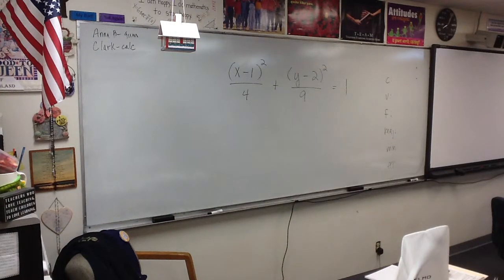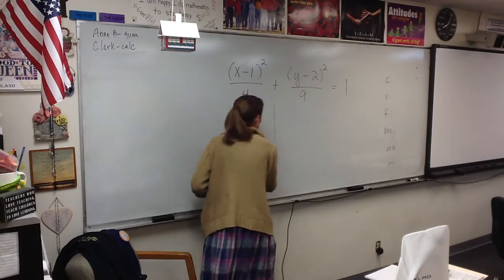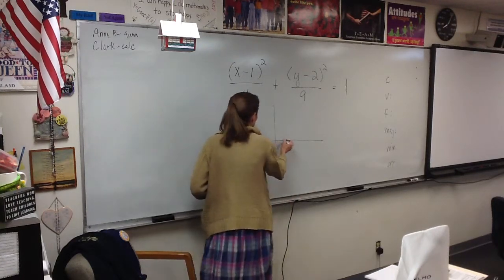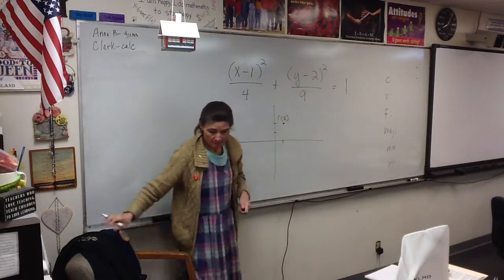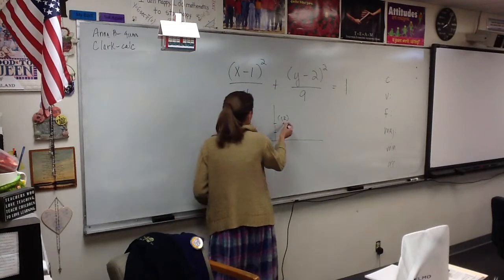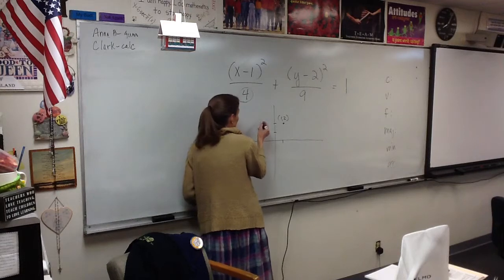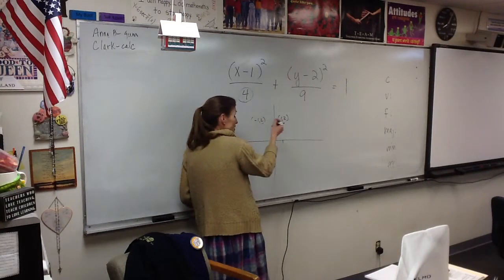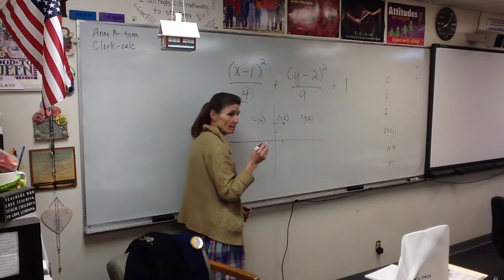All right, let's see if you did better this time. Feel more confident? All right, where'd you put your center? At 1, 2. Where'd you put your vertices? You started here, and this told you to count sideways. So -1, so count sideways 2. So that looks okay?